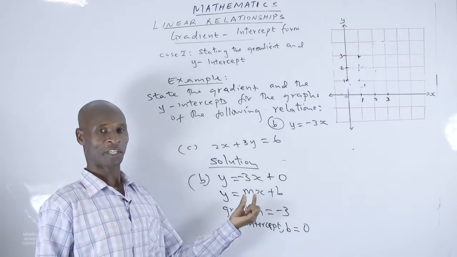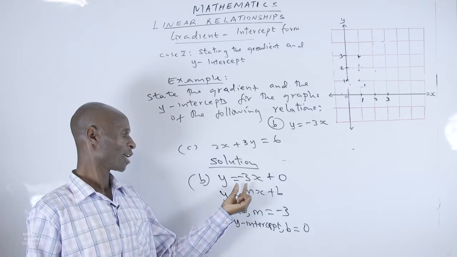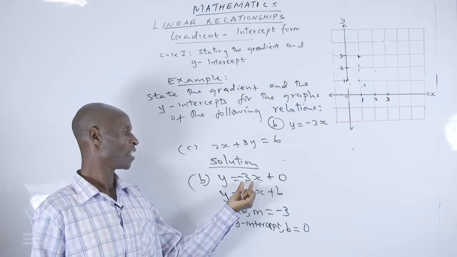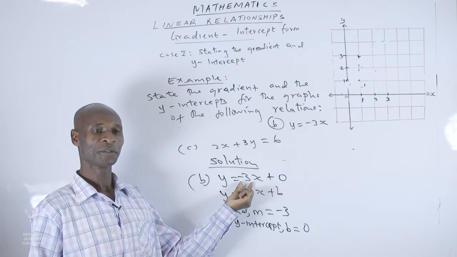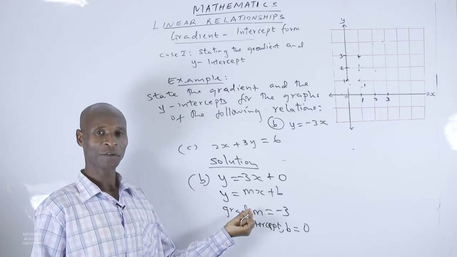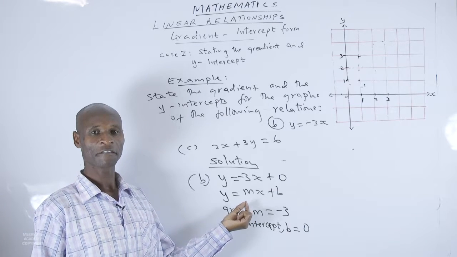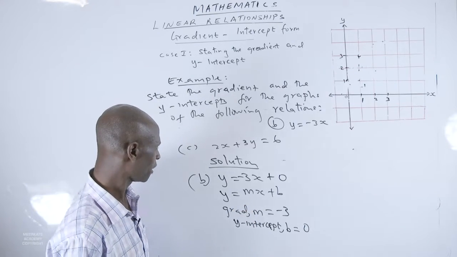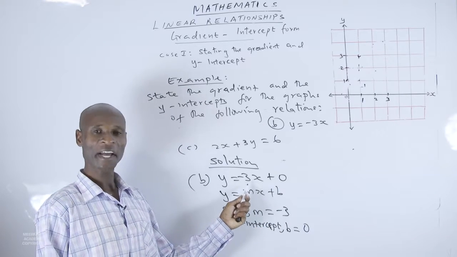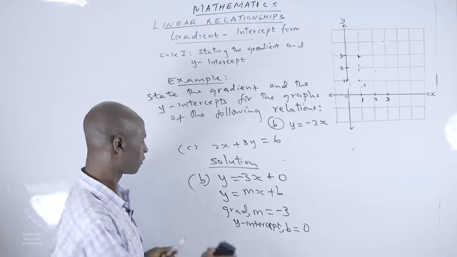It's very important to note that when the coefficient of x is a negative value, you identify the gradient by picking the value including the negative sign. In this case, we picked negative 3 as the gradient because the negative sign is inclusive.